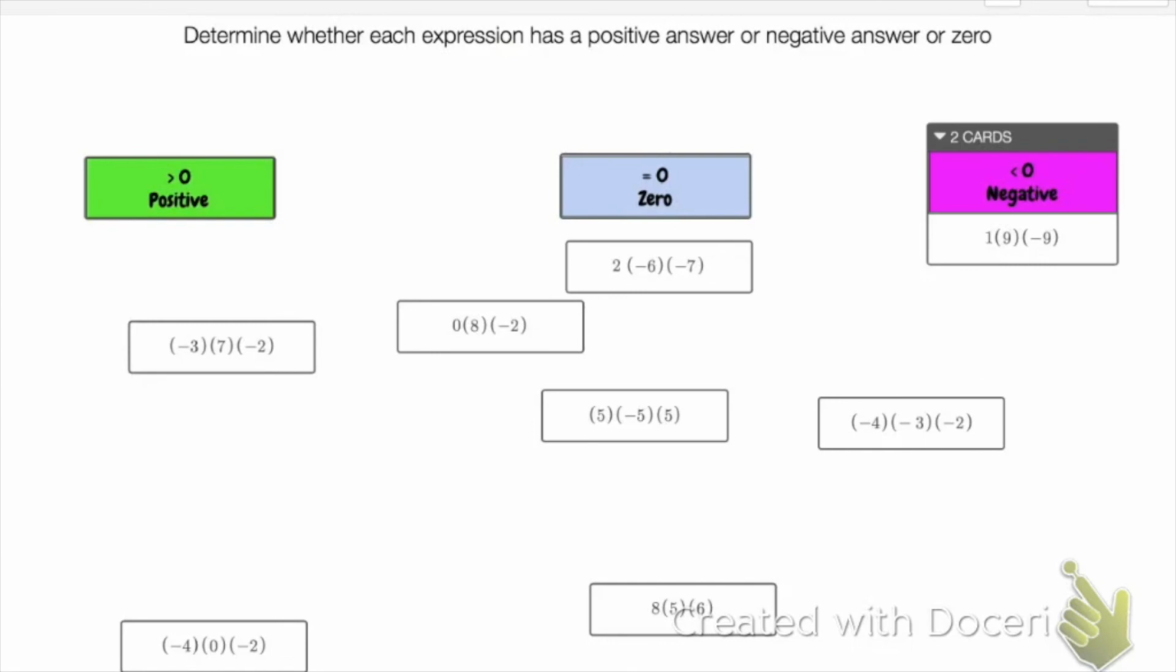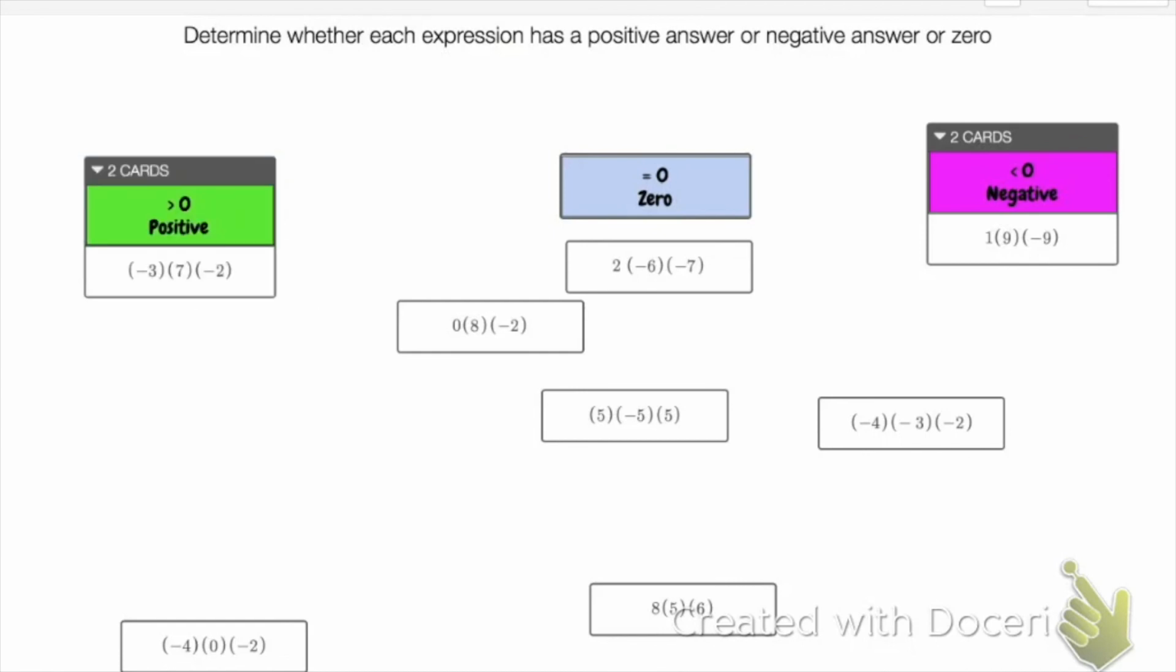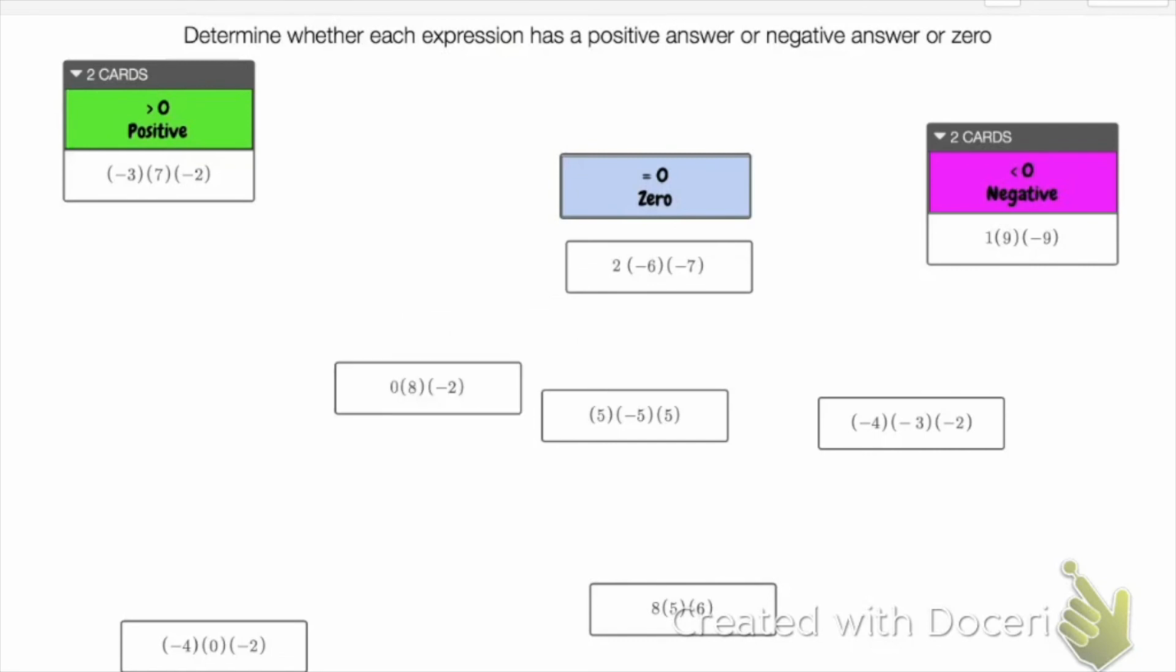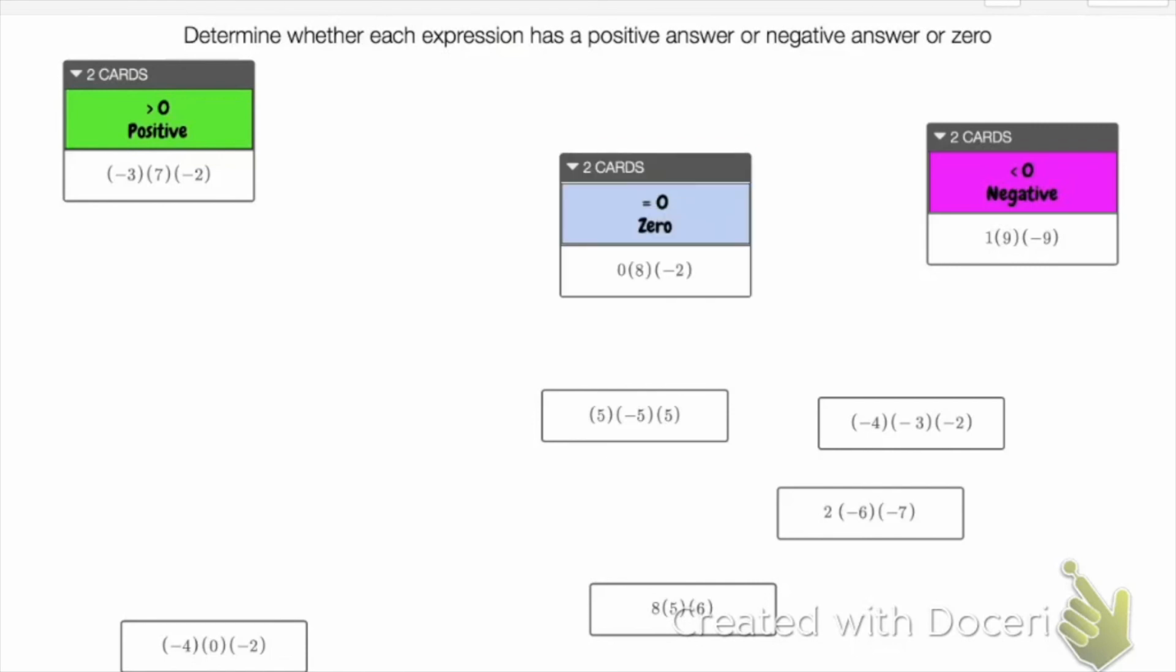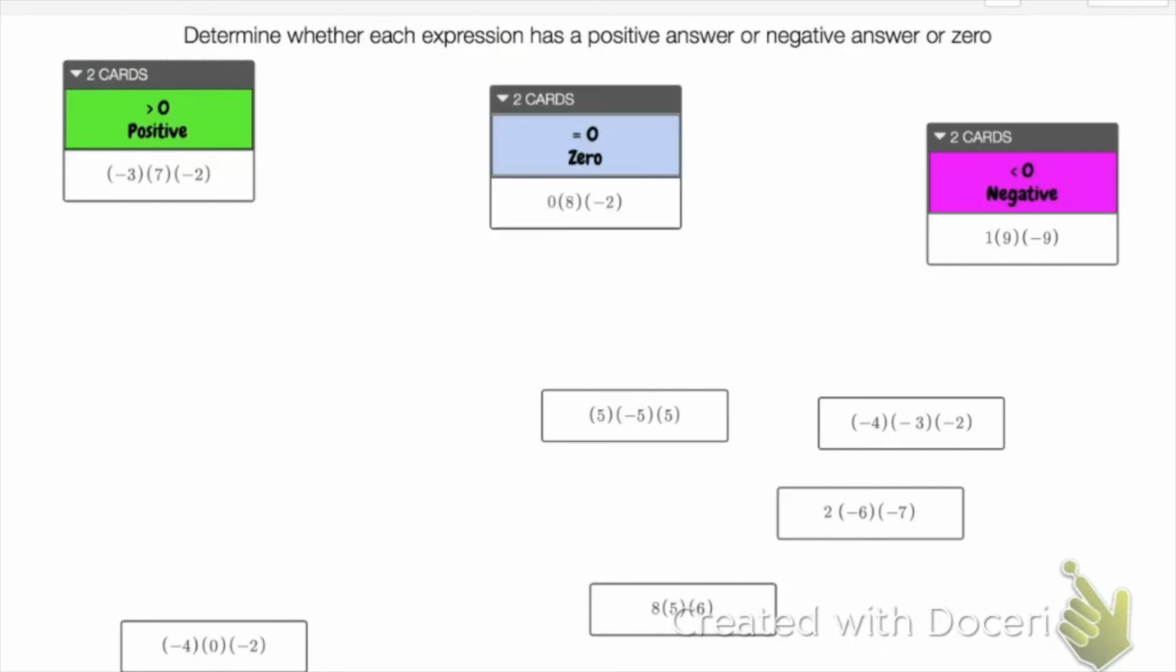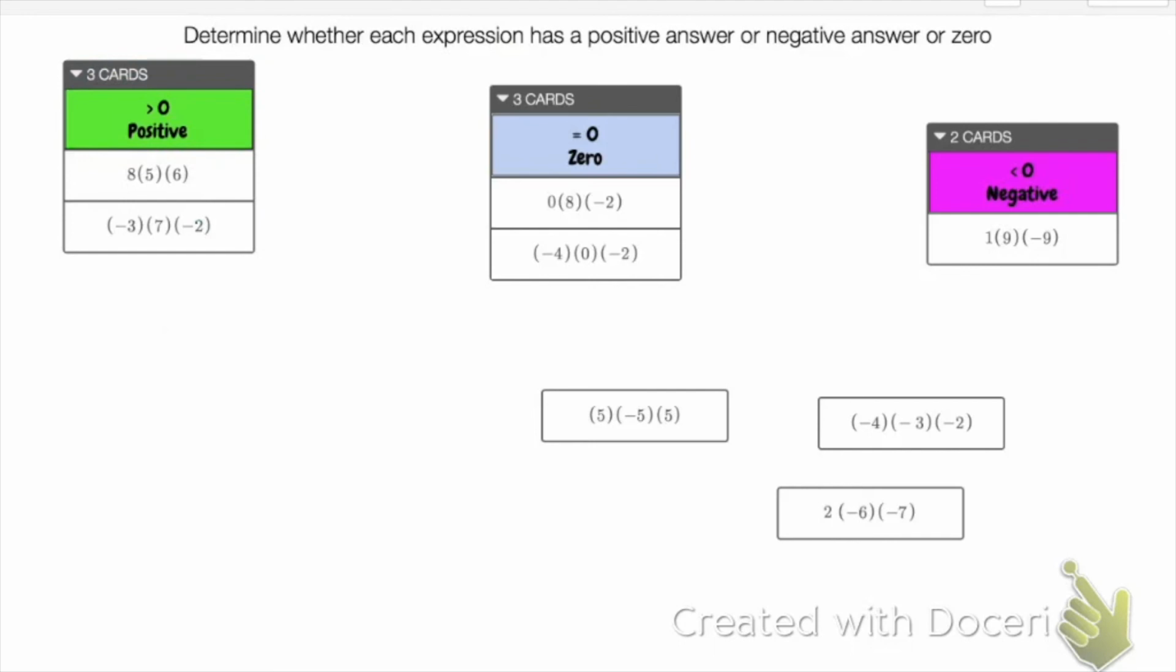Let's do this one. Negative 3 times positive 7 times negative 2. We see 2 negatives in the expression, so the answer will be a positive answer. We know that everything multiplied by 0 will be 0. So 0 times 8 times negative 2 equals 0. And negative 4 times 0 times negative 2 equals 0. The next problem is positive 8 times positive 5 times positive 6. The answer will be a positive answer.